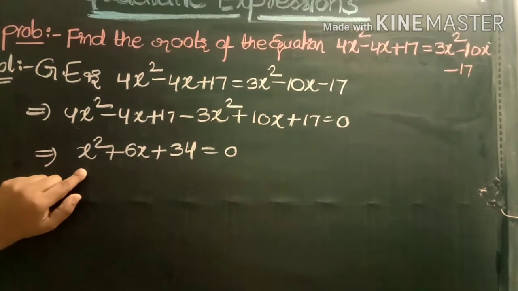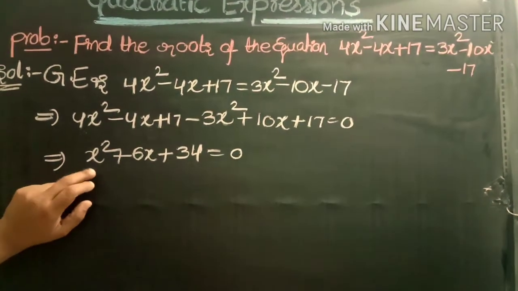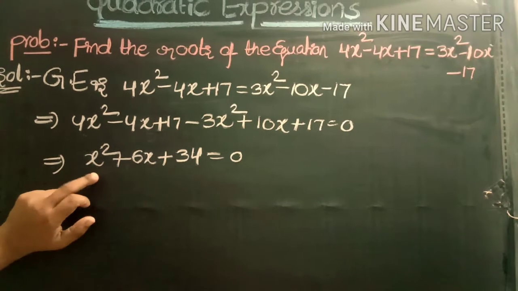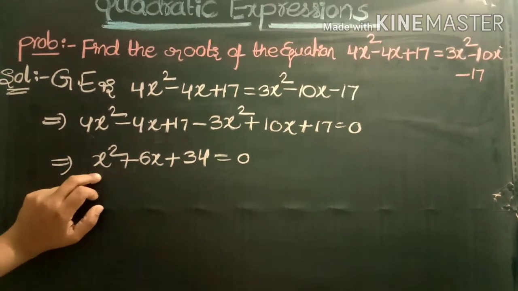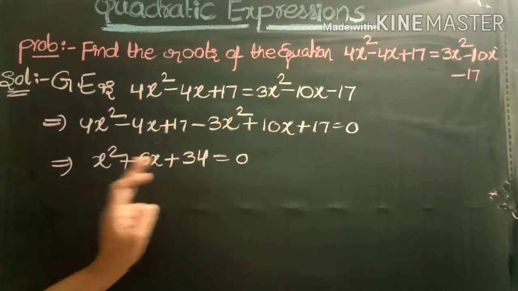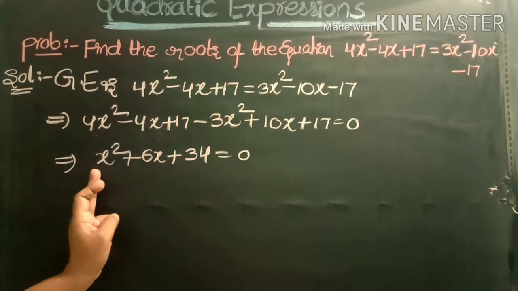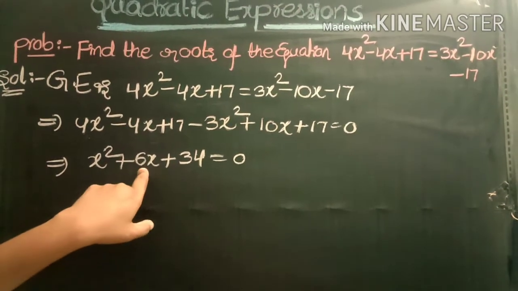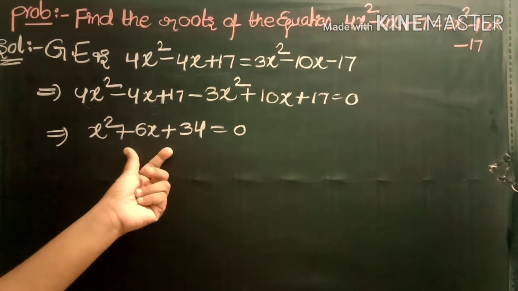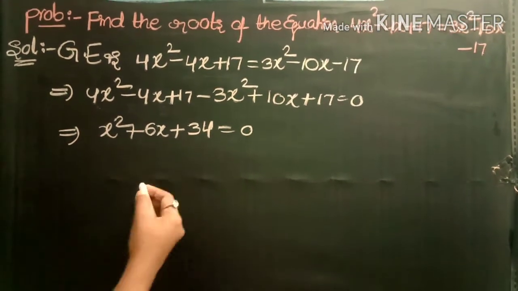So to find the roots of the equation, we have here two processes. The first one is taking the factorization or applying the formula. Here to find the factorization, there are no factors to this equation since 34 into 1 is equal to 34, product is equal to 34 and addition is equal to 6. The factors do not exist for this equation. So we apply the formula to find the roots here.